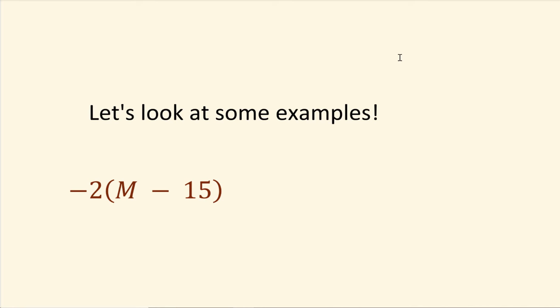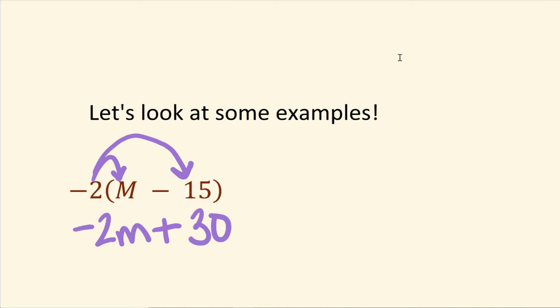Alright, so this first example that we have is -2 times the quantity m minus 15. And we can see that this -2 right here is outside the parentheses, and it's stuck to the parentheses, so it needs to be multiplied to everything inside. So I'm going to multiply that -2 to the m, which gives me -2m. Then I'm going to multiply that -2 to the -15, because that's still inside the parentheses. A negative times a negative gives me a positive, and 2 times 15 is 30.